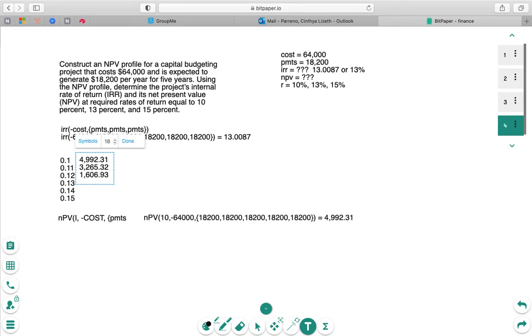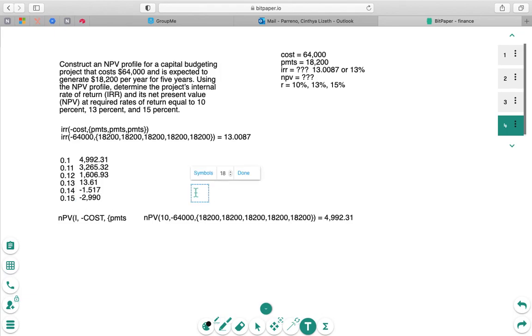1,606.93, 13.61. As you can see, the numbers are getting smaller. And here at 14, it's negative 1,517. This tells you that somewhere between 0.13 and 0.14, on our graph, it would have gone from positive to negative, which is why it's 13.0087. That's where it changes. If you didn't do your IRR, you'd be able to see it here, which is, I'm assuming, the reason why they're asking us to do it.